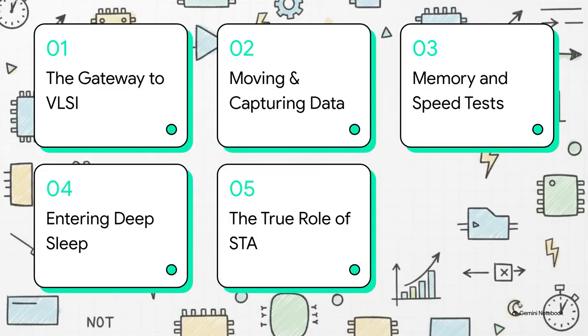Here is our roadmap for this explainer. 1. The gateway to VLSI. 2. Moving and capturing data. 3. Memory and speed tests. 4. Entering deep sleep. And finally, number 5, the true role of STA.